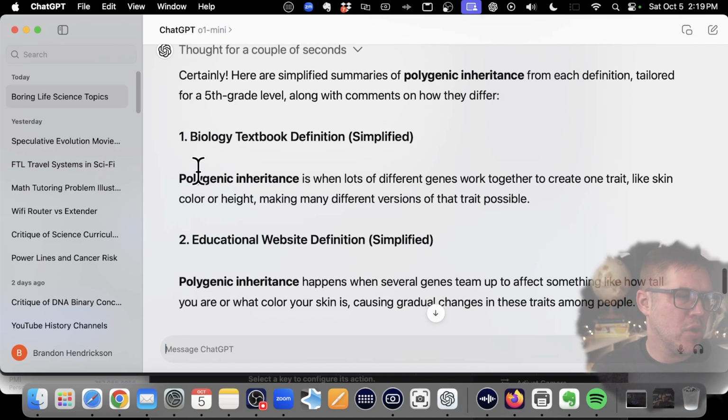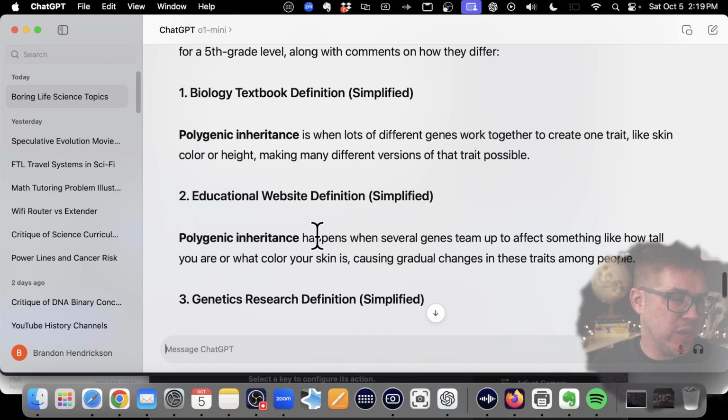Okay. Polygenic inheritance is when lots of different genes work together to create one trait, like skin color or height, making many different versions of that trait possible. Oh, I feel like I understood this, but now I understand it, if you can catch my drift. Polygenic inheritance happens when several genes team up to affect something like how tall you are or what color your skin is, causing gradual changes in these traits among people.